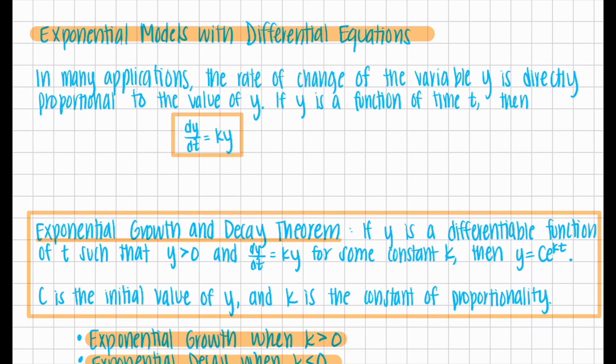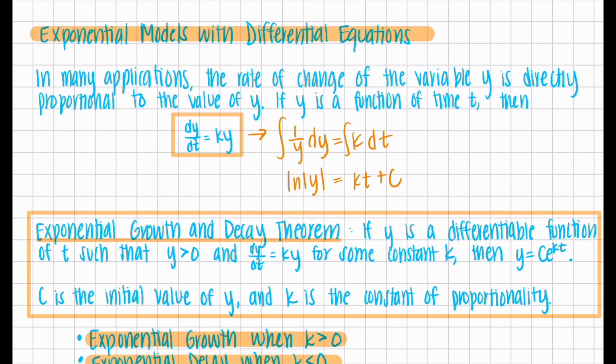Now I want you to notice that this differential equation is separable. So I'm going to separate the variables. We get 1 over y dy equals k dt. And then I can integrate both sides of the equation, ln|y| equals kt plus c. And keep in mind that k is just some constant, and now c is another constant.